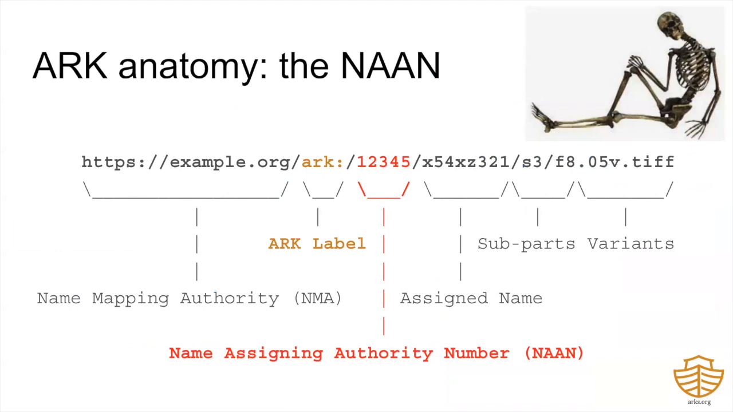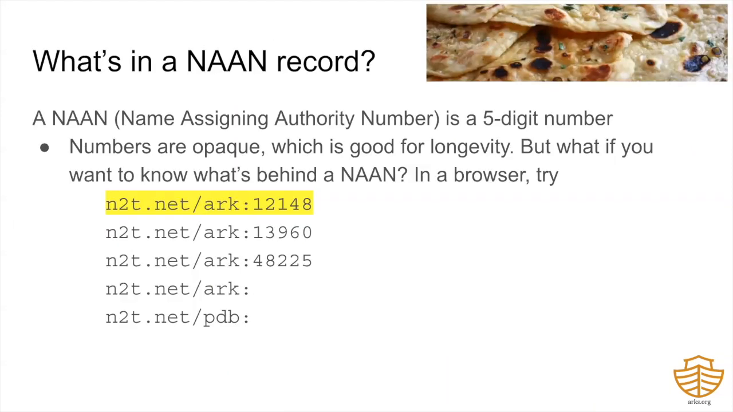Very briefly, here's another view of ARK syntax. It shows more detail than last time, but right now I just want to highlight the role of the NAN, or name assigning authority number. The NAN is a 5-digit number. NANs are opaque, which is good for longevity. But what if you want to know what's behind a NAN?